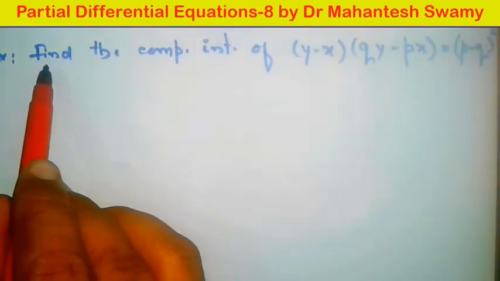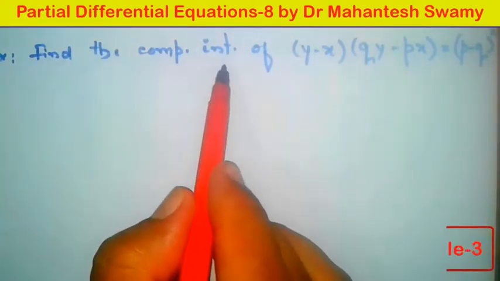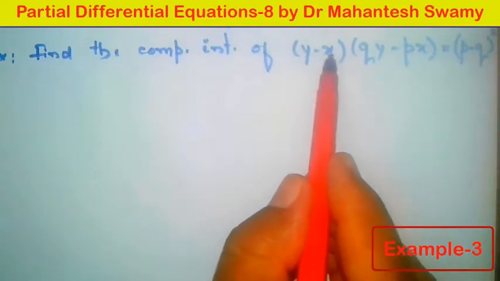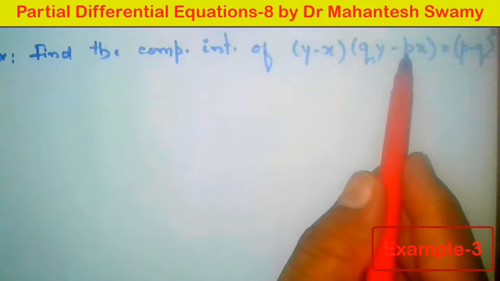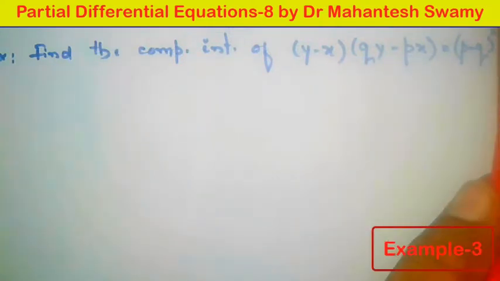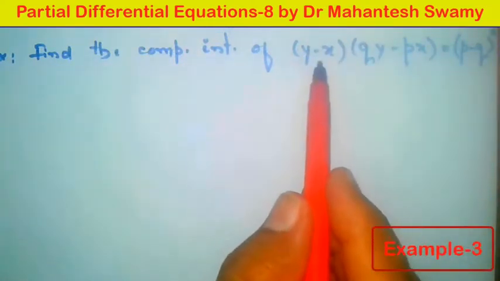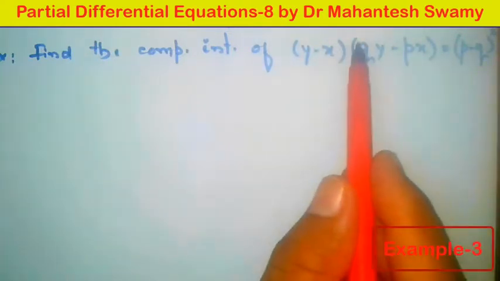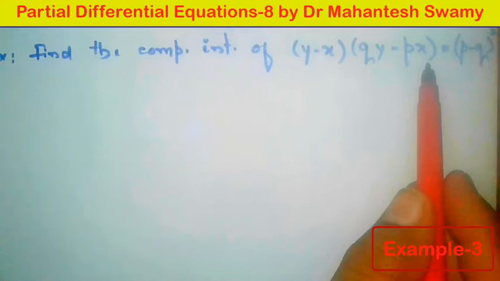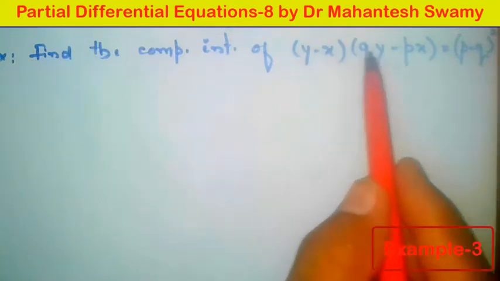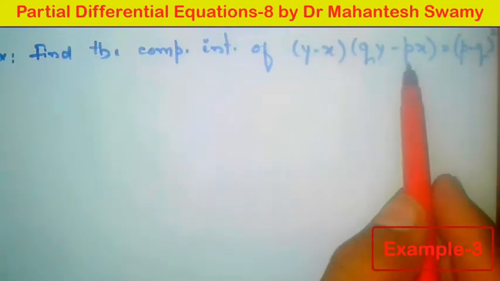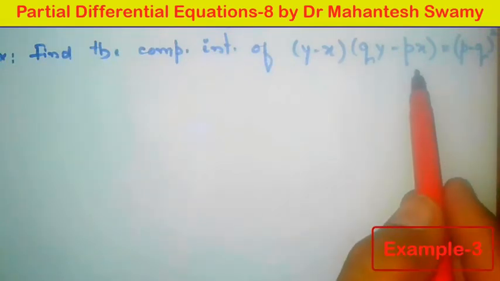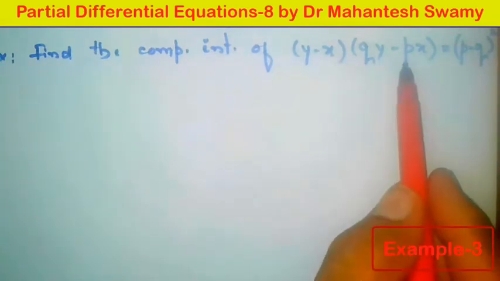In this problem it is asked to find the complete integral of the PDE which is of the kind (y minus x)(qy minus px) equals (p minus q) whole square. We are observing here that the given PDE contains x and y terms along with p and q terms. So it is not directly in the form of type number 1, because in type number 1 we should have only p terms and only q terms. There should not be x and y terms.